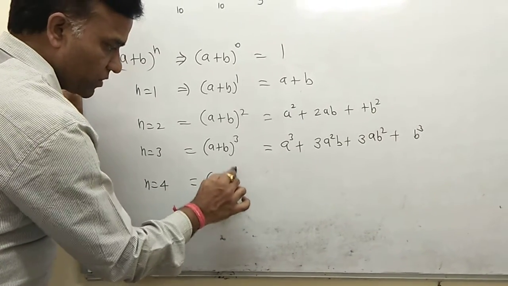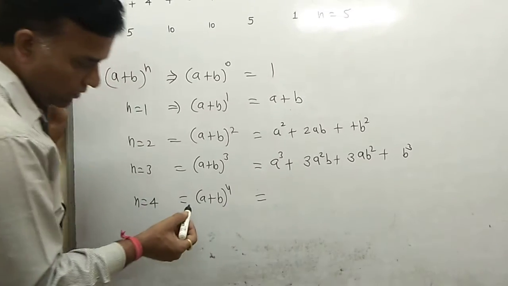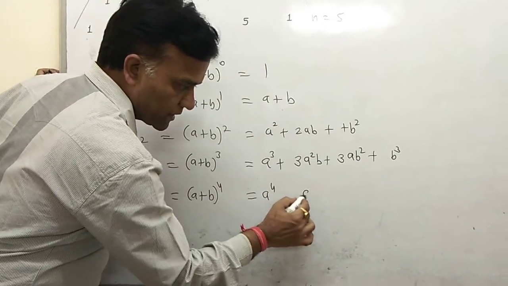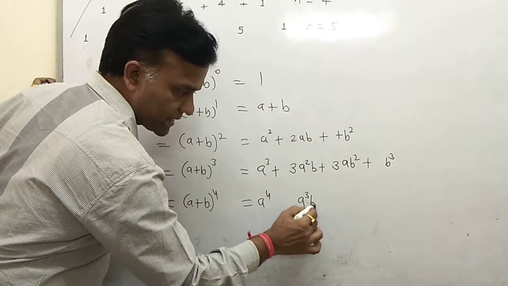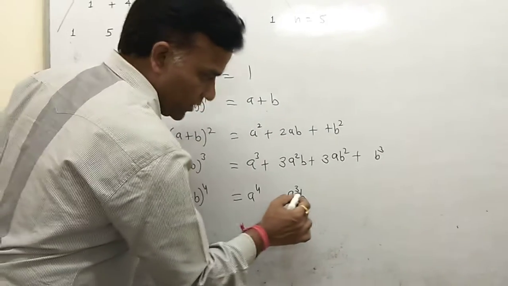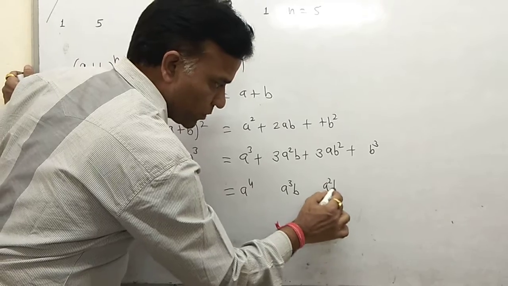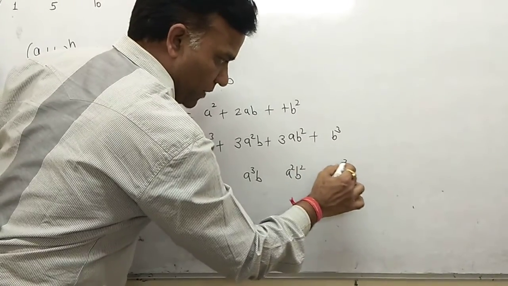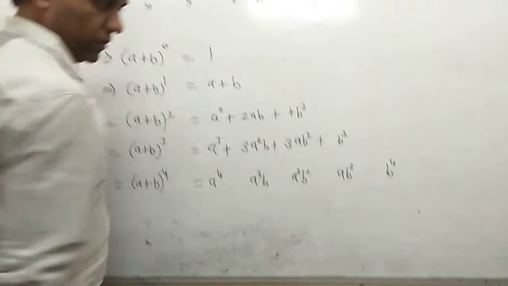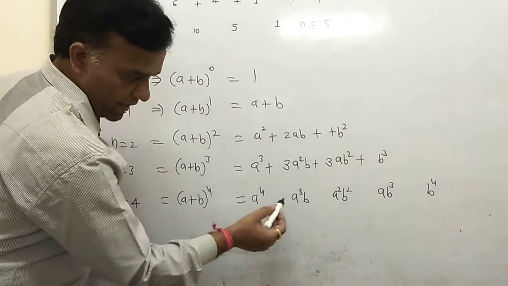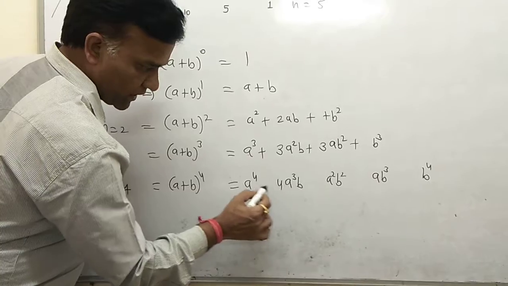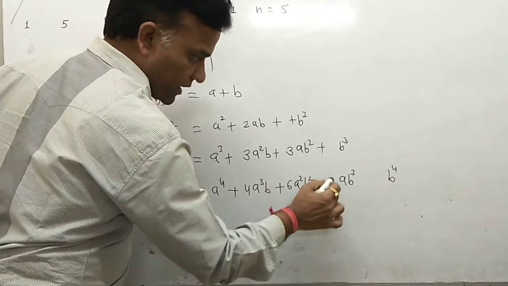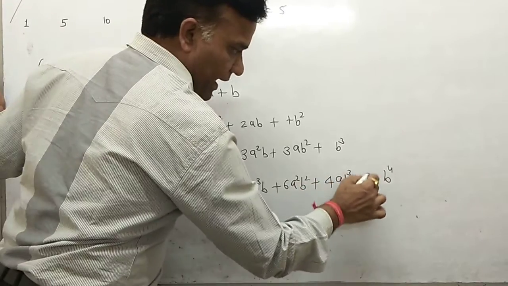Similarly, now you can use the formula for n equal to 4. So (a plus b) whole to the power 4. First you write a to the power 4, then reduce by 1, so a to the power 3 b, because the sum is 4, then a square b square, then a b to the power 3, and then b to the power 4. Now write down the coefficients: 1 plus 3 is 4, so you write 4 here, 3 plus 3 is 6, and 3 plus 1 is 4, so you write 4 here.